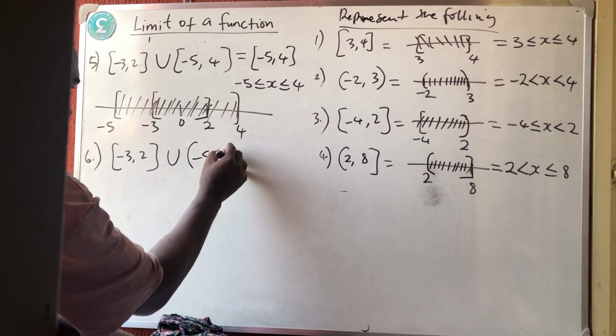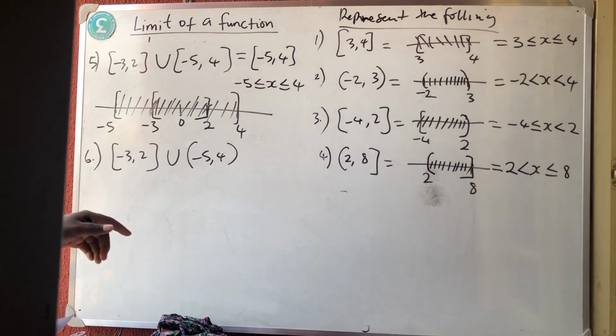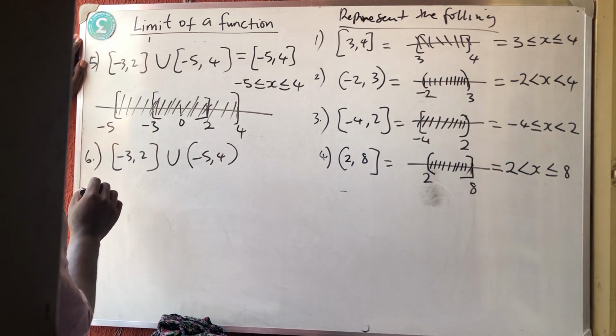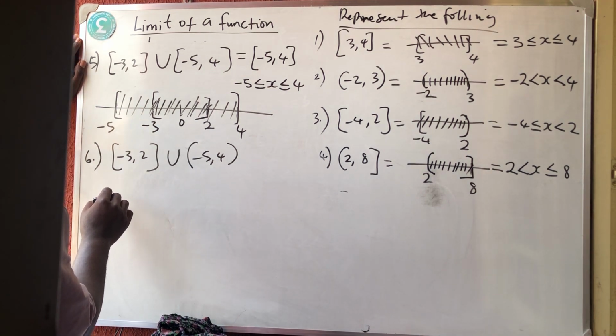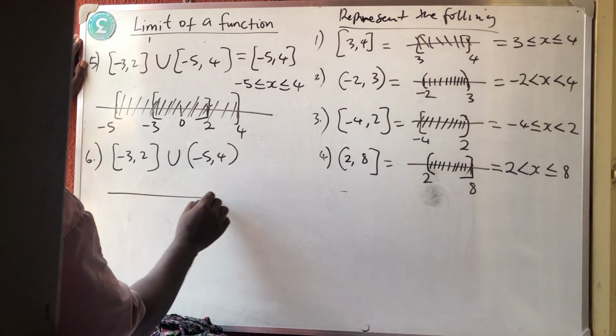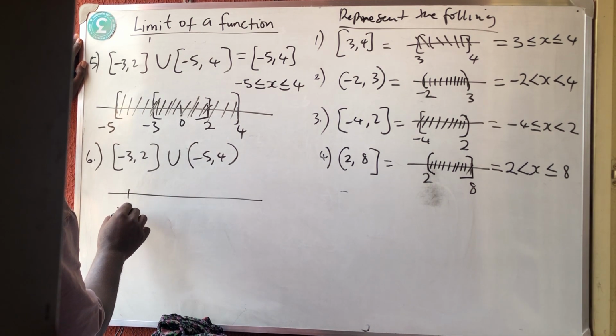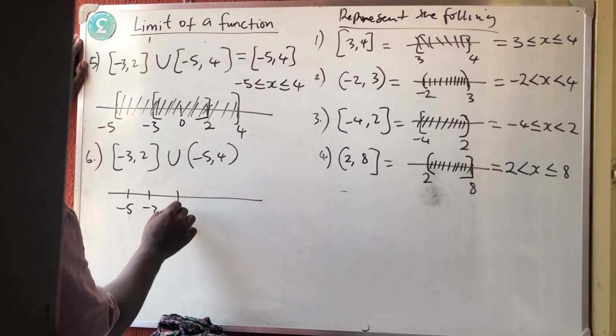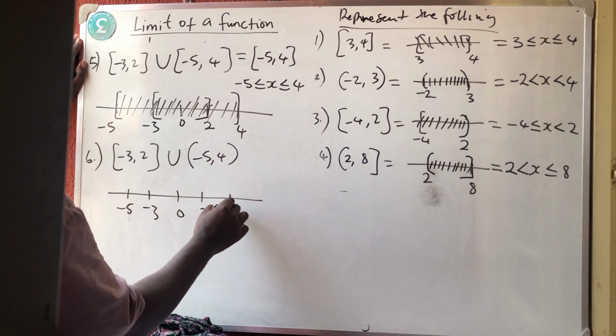So number 6. Number 6 gave us minus 3 and 2 union minus 5 and 4. Okay, so let us do this one. To do this one, let me draw it. Let me say that here is minus 5, minus 3, 0, 2 and 4.